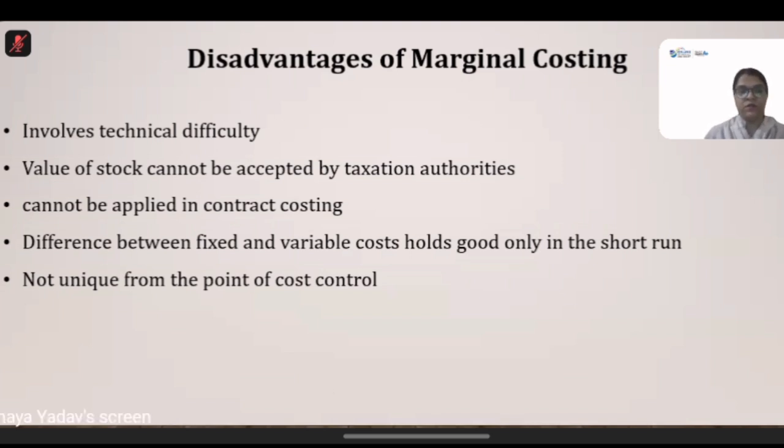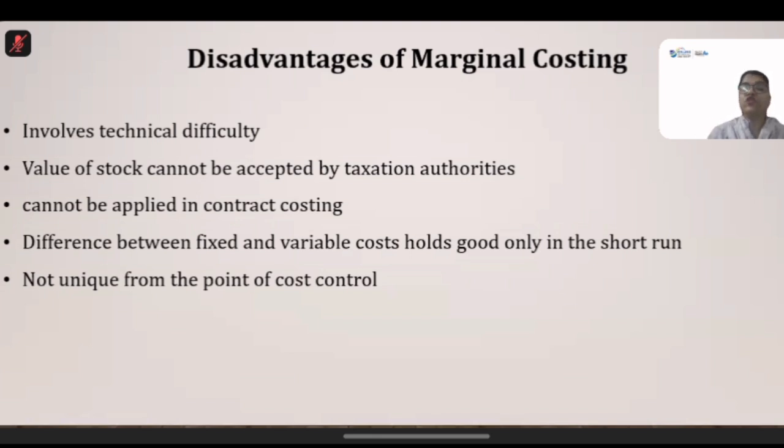Disadvantages. Now, involves technical difficulty. Now, what does this mean involves technical difficulty? See, although marginal costing, students, simplifies the process only by focusing on what? Variable cost, right? But identifying, separating variable and fixed could be difficult ना. आपको पता है कि मुझे सिर्फ वेरिएबल ही कंसिडर करना है, बट उसके पहले आपको डिफरेंशिएट तो करना पड़ेगा कि फिक्स कौन सा है, वेरिएबल कॉस्ट कौन सा है. करेक्ट. So that is a challenging task.